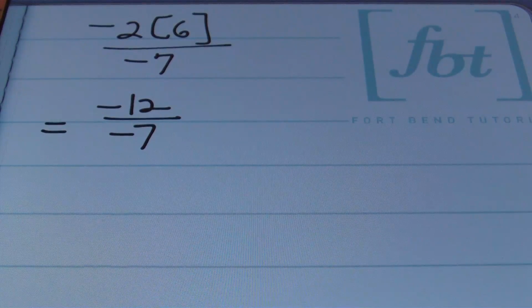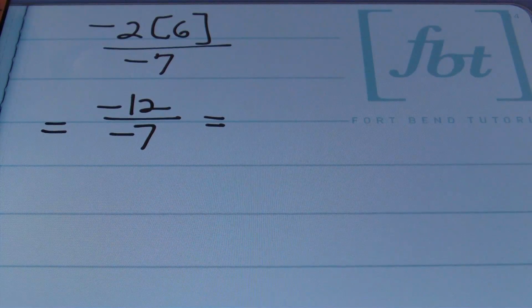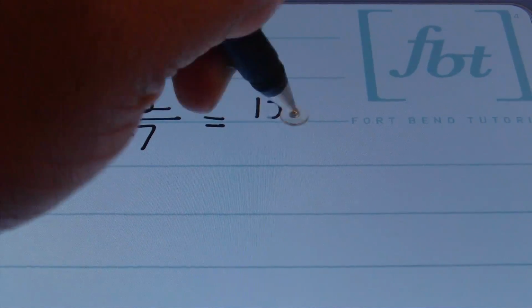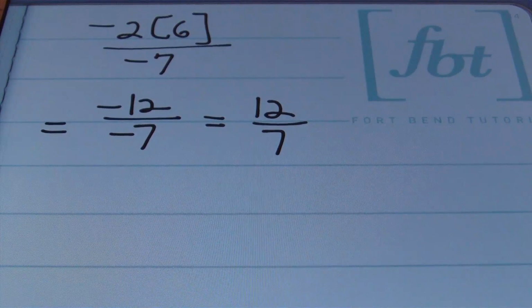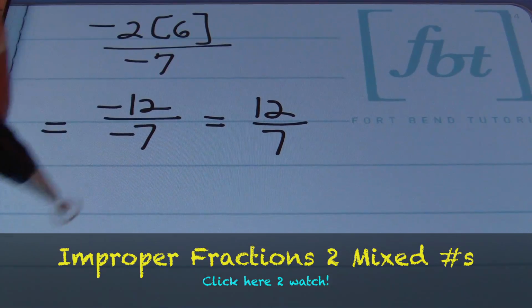So what we'll do here is this. Since 12 and 7 don't have any common factors other than negative 1, we'll just simply divide a negative divided by a negative to get a positive result. Your positive result can be left as 12/7 as an improper fraction. Of course, depending on your teacher and class, you may be asked to convert this into a mixed number. So I'll do that for you.